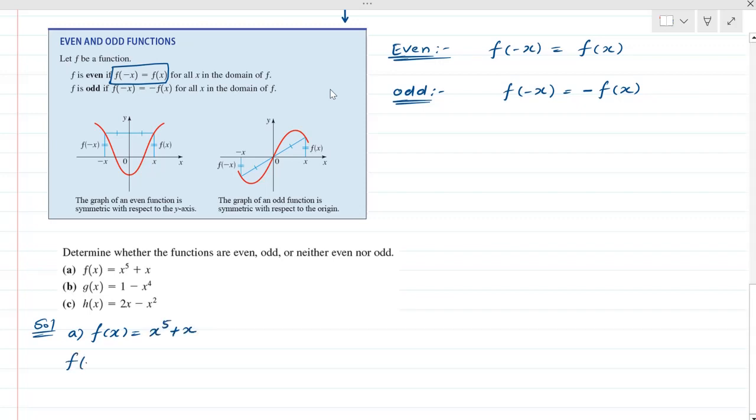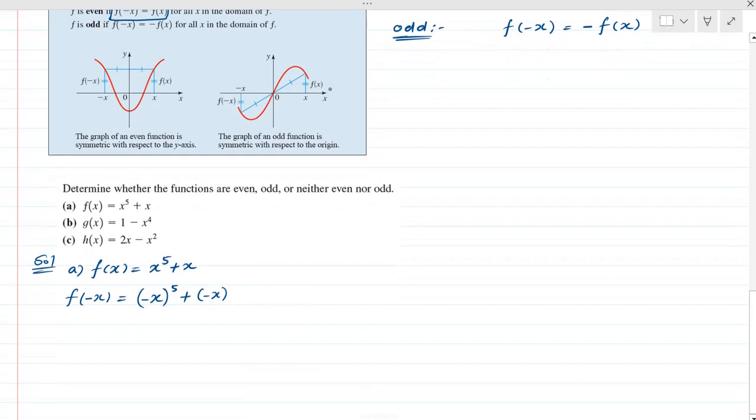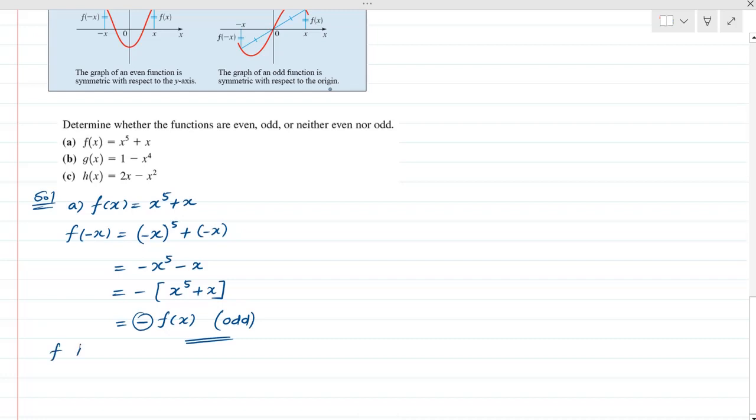So I replace x by minus x. What happened? It is minus x whole power 5 plus minus x. Upon simplification, the minus will leave outside because of the odd power, and here minus into plus is minus. Therefore I take a common factor of minus: x to the power 5 plus x. So the answer is minus f of x. It leaves the minus sign outside. Therefore, it is an odd function. I will write f is odd.